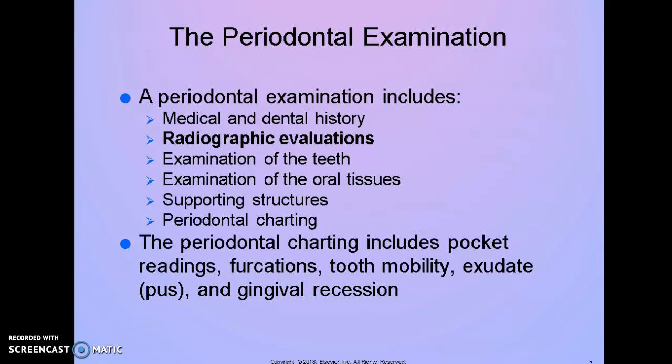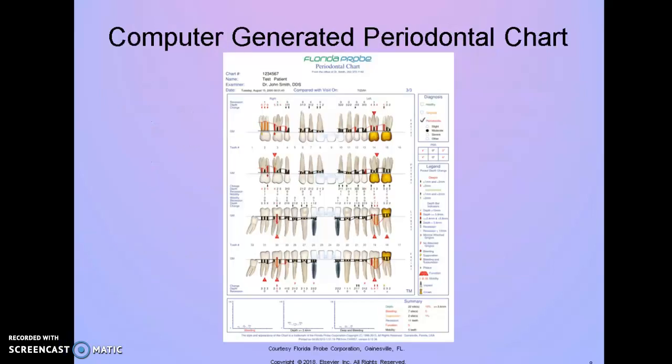Periodontal charting is going to include pocket depths and furcation involvement. So if the multi-rooted teeth have loss of hard tissue support, that will be noted. It will include if the teeth can move, which is called tooth mobility, and that is recorded in classifications. It will look at any exudate or pus that is emitted from the sulcus around the teeth, and also will record gingival recession. So here's what a standard perio chart looks like that is generated on the computer.